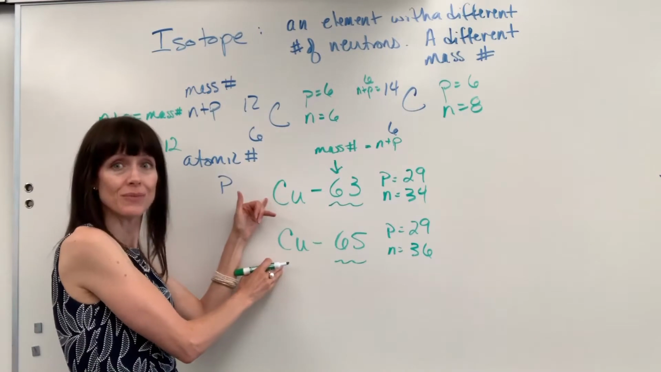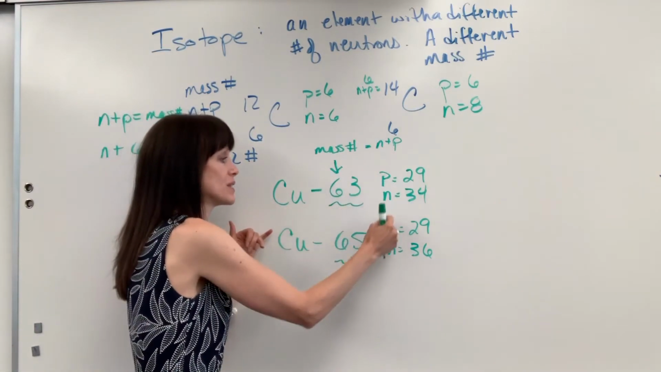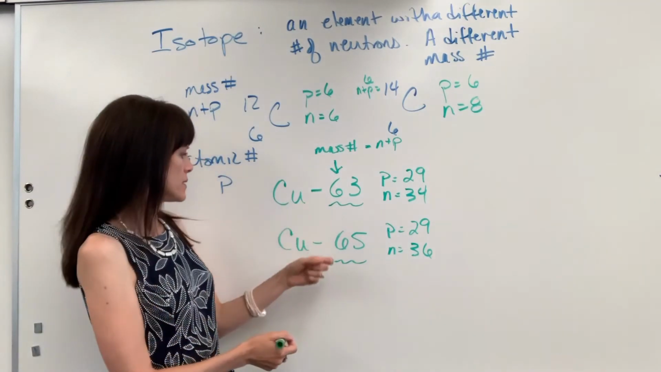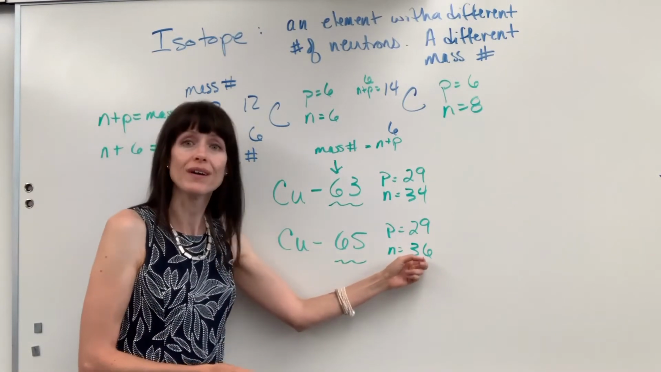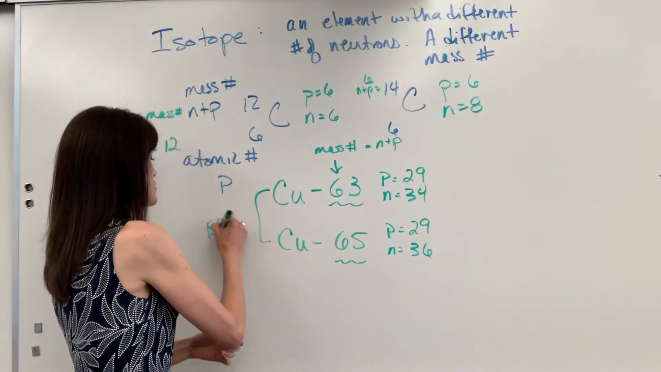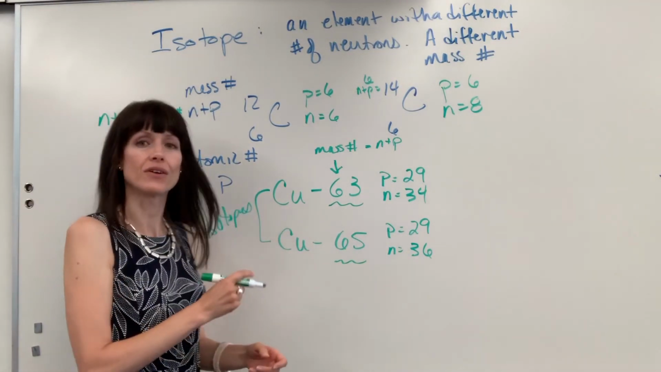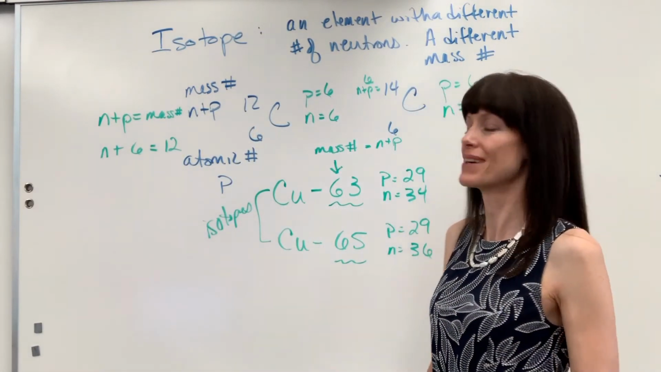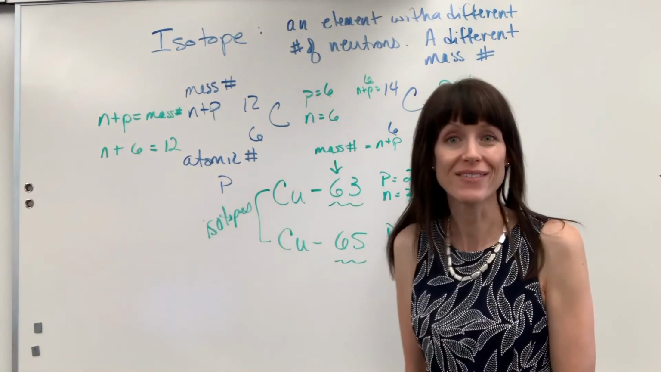Same element because it has the same number of protons, but a different mass number because copper 65 has 2 more neutrons, which makes these two isotopes of one another. Same element, but a different mass number because they have a different number of neutrons. There you have it, isotopes.